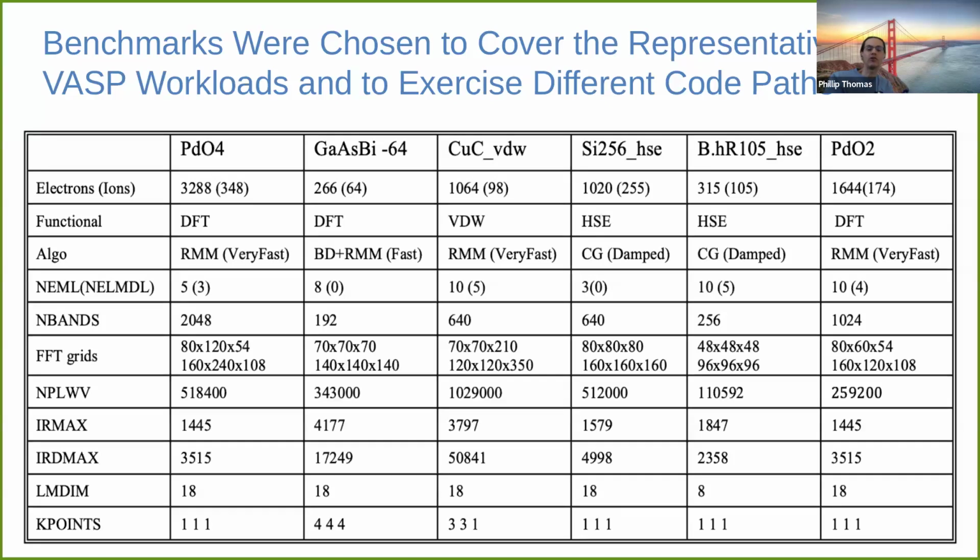And the main thing that I want to draw your attention to in this table is the differences in numbers of electrons, functionals, bands, FFT grids, and K-points. So this table is representative of a large variety of VASP workloads that one might have.